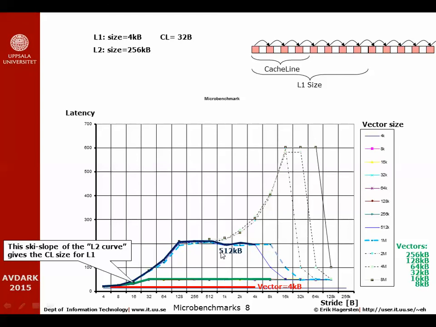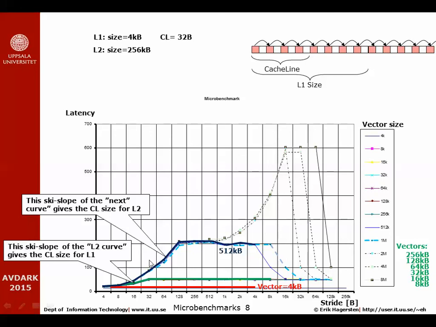Moving forward, we have the 512 kilobyte curve, and this is the shape it has. It goes up using another ski slope up to some kind of plateau here, and then it goes flat again. Okay, so this is another ski slope. It's a ski slope of the next curve, or rather the first curve that doesn't fit in L2. What can that ski slope tell us? And just to give away some of the solutions here, this plateau corresponds to the access time to memory in this example.